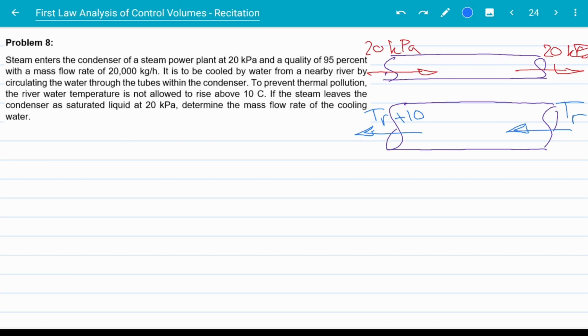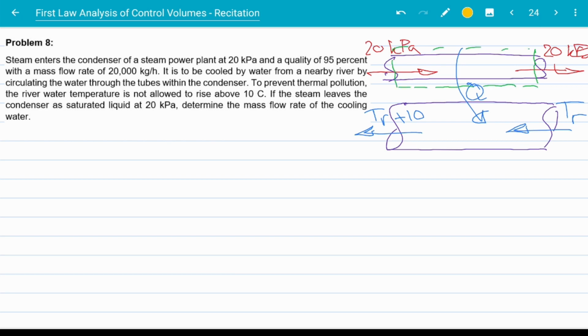So what's happening is that steam is losing heat to the river water. So we have two different systems inside this heat exchanger that we need to analyze. So one system is the steam inside this pipe.